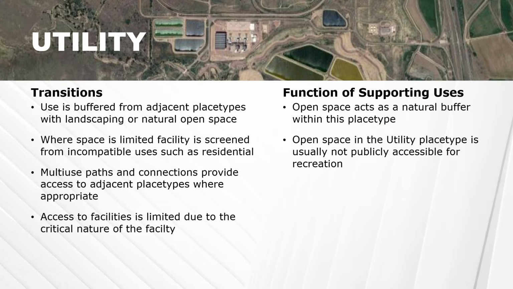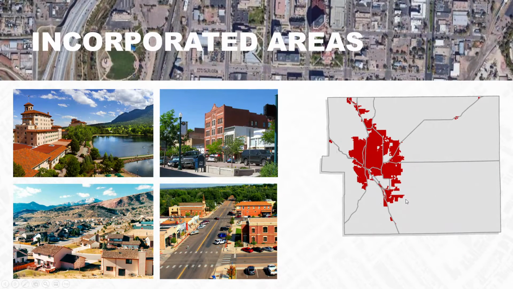Transitions from utility areas: buffering is adjacent to place types by long distances. Where space is permitted, facilities are screened, and function of supporting uses, open space acts as a natural buffer with these areas to other areas of the county.